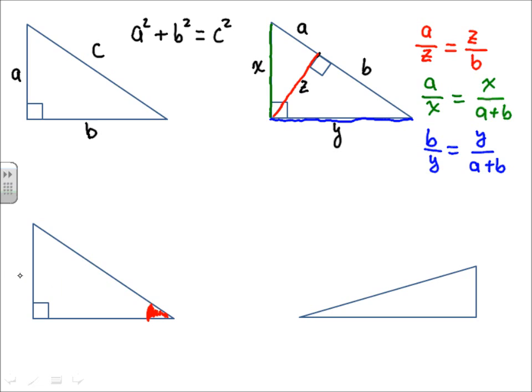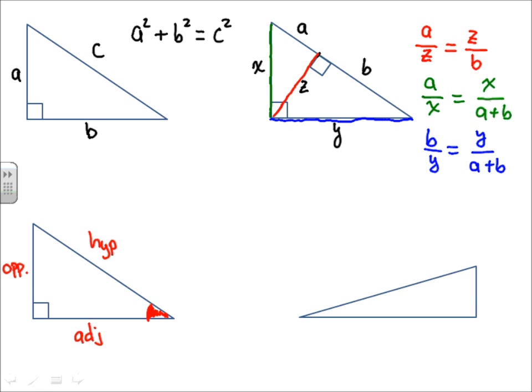But let's go ahead and label this. This is my opposite leg, and I'm just going to abbreviate that OPP. And I'm going to label this one the adjacent leg, and I'll abbreviate that ADJ. And up here I have my hypotenuse, HYP. So from the point of view of this angle, I have an opposite leg, an adjacent leg, and a hypotenuse. Okay, and here are my ratios.